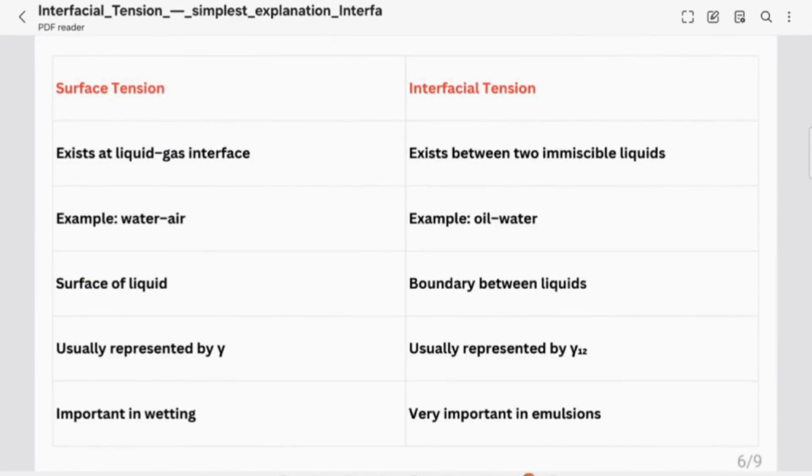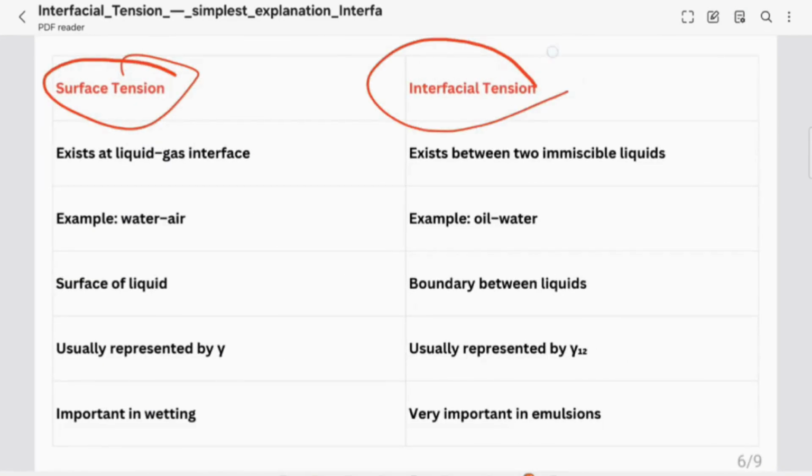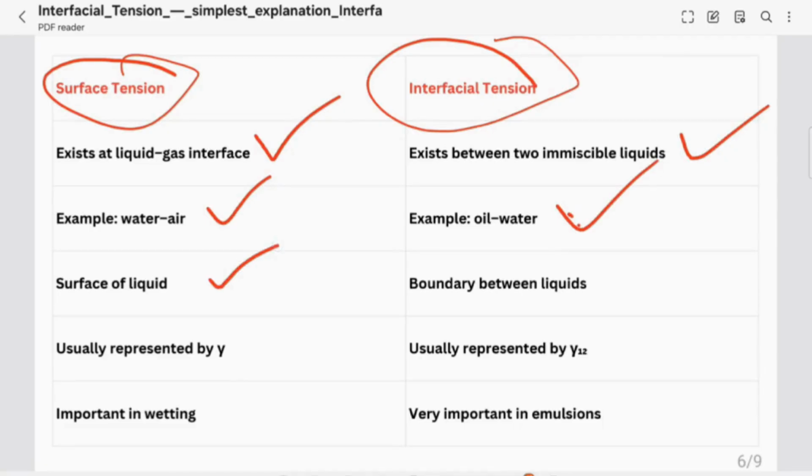Then what is the difference between surface tension and interfacial tension? Surface tension exists at a liquid-gas interface; interfacial tension exists between two immiscible liquids. An example of surface tension is water and air; an example of interfacial tension is oil and water. Surface tension happens at the surface of the liquid; interfacial tension happens at the boundaries between the liquids. Surface tension is usually represented by the symbol gamma; interfacial tension is usually represented by the symbol gamma two. Surface tension is important in wetting; interfacial tension is very important in the preparation of emulsions.